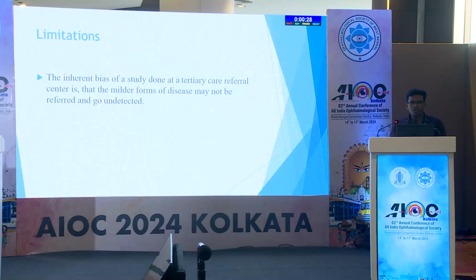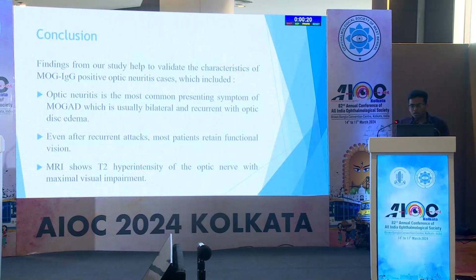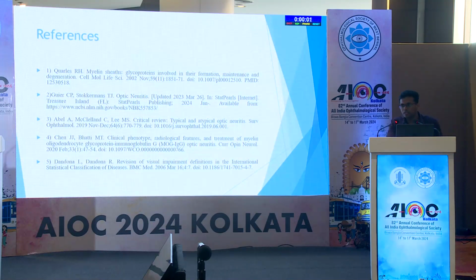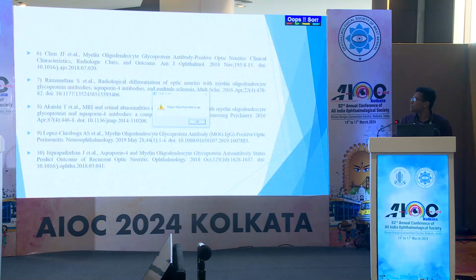So the limitations of our study was, since it was done at a tertiary care referral center, milder forms of the disease might be missed or go undetected. So to conclude, optic neuritis is the most common presenting feature or symptom of MOGAD, which is usually bilateral and recurrent with optic disc edema, and even after recurrent attack, most patients retain functional vision, and MRI mostly shows T2 hyperintensity of the optic nerve with maximal visual impairment. So these are my references for this. Thank you.